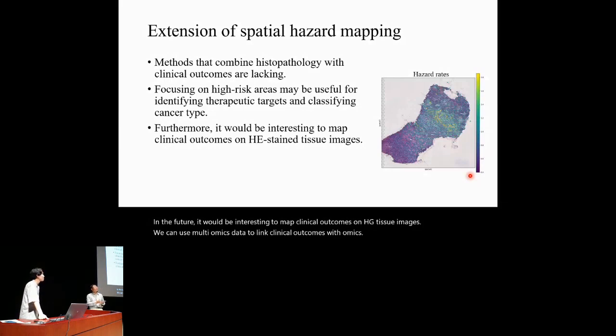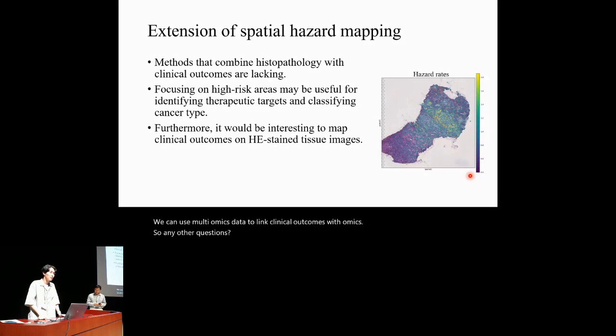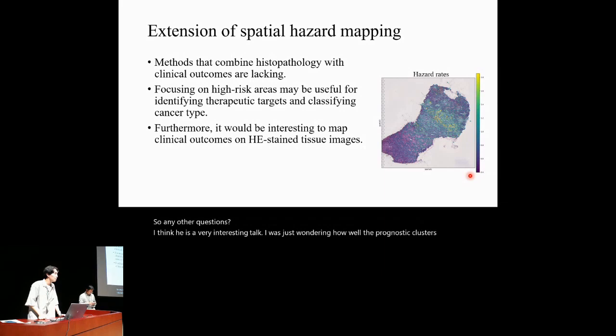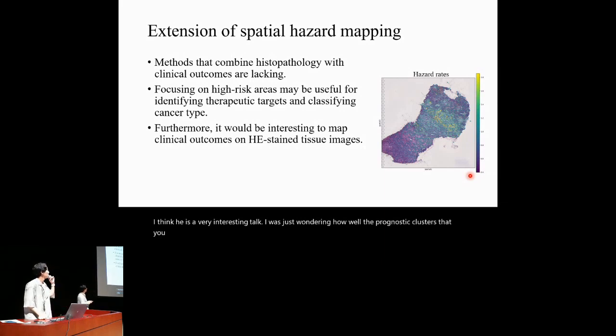Any other questions? Thank you. It's a very interesting talk. I was just wondering how well the prognostic clusters that you identify map with the cell type clustering, and if that information can be used to improve clustering.